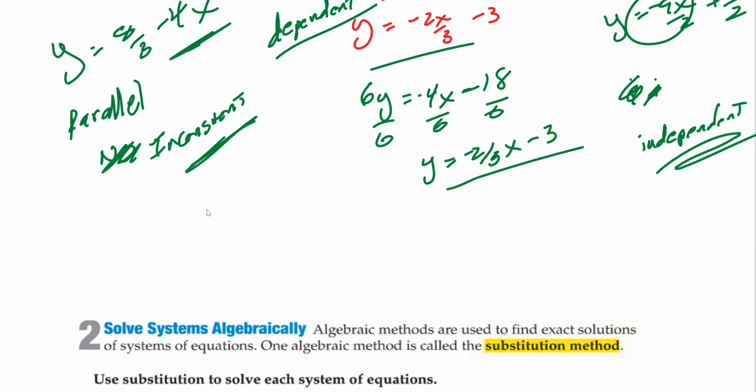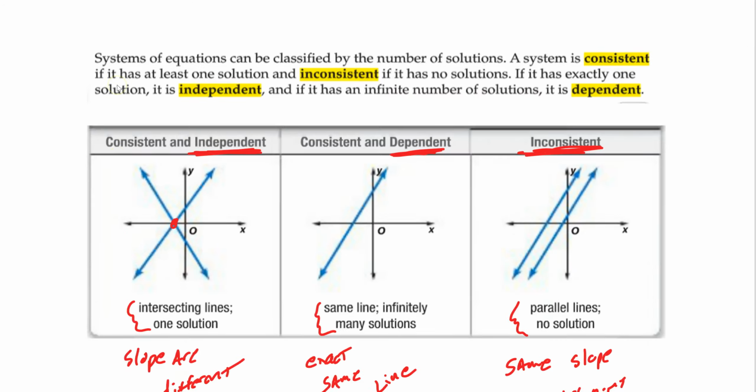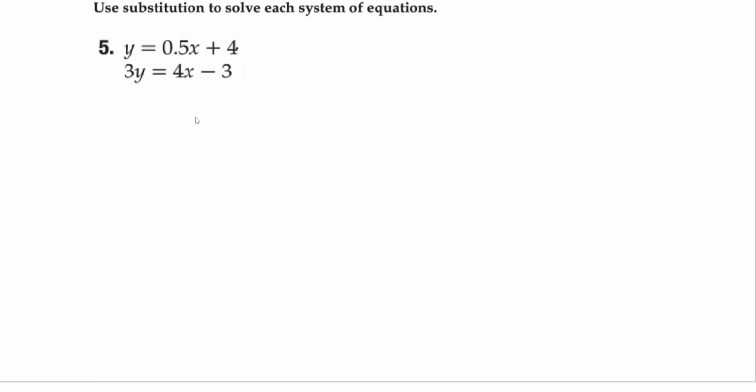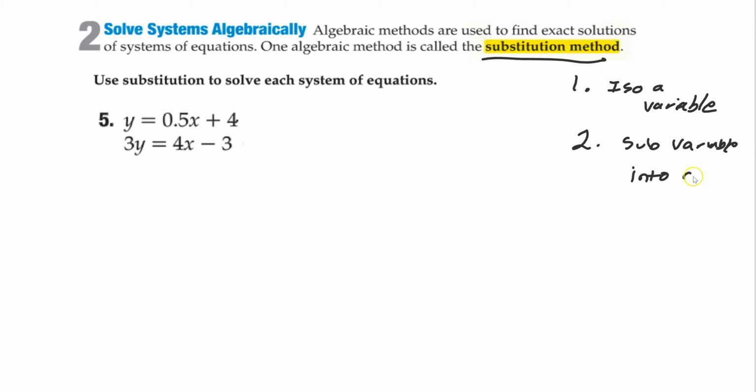Now let's talk about how to solve in alternate ways. The first way we solved was you graph them. This is the exact same equation we had at the very beginning. Right? Exact same equation. But now we're going to solve it by substitution. So the substitution method is generally you want to isolate a variable, and then you're going to sub that variable into the other equation. And we're going to solve.